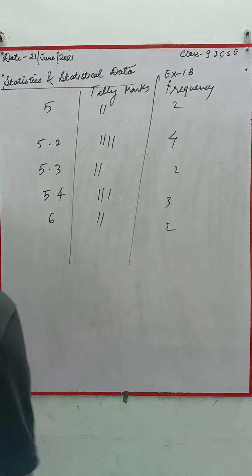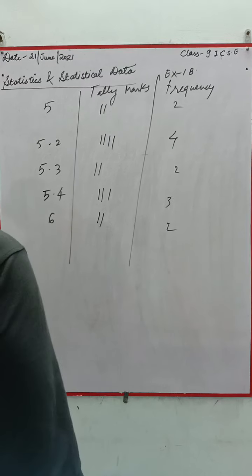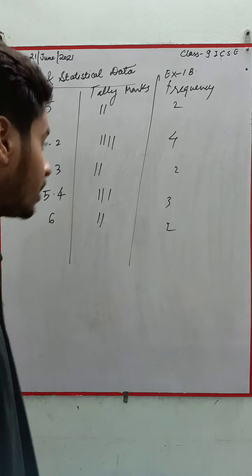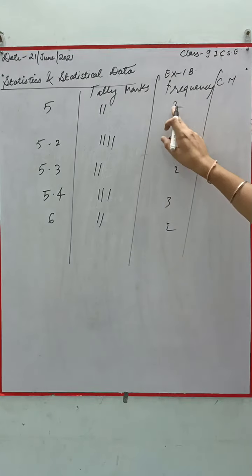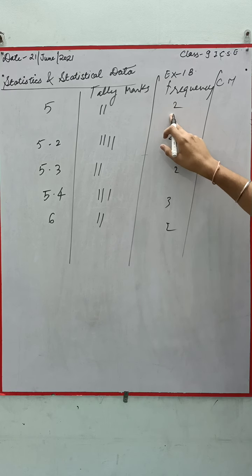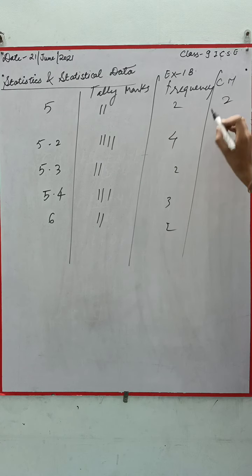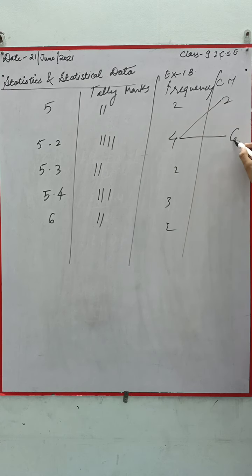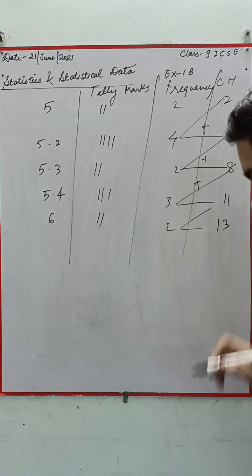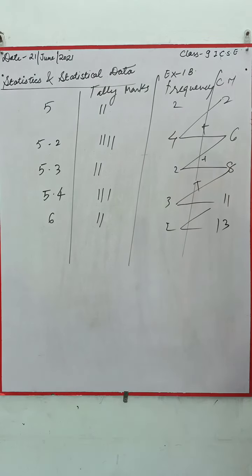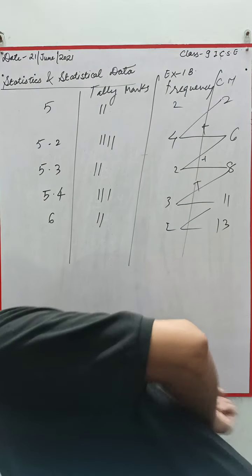With this, can we make the cumulative frequency? Yes, we can make the cumulative frequency table here. We know how to make cumulative frequency. First of all, it will be 2. Then add 2 to this, you will get 4. Then add 2, we need to just add: 6 plus 2, 8. 8 plus 3, 11. 11 plus 2, 13. Okay, so like this, we have to make the cumulative frequency here.